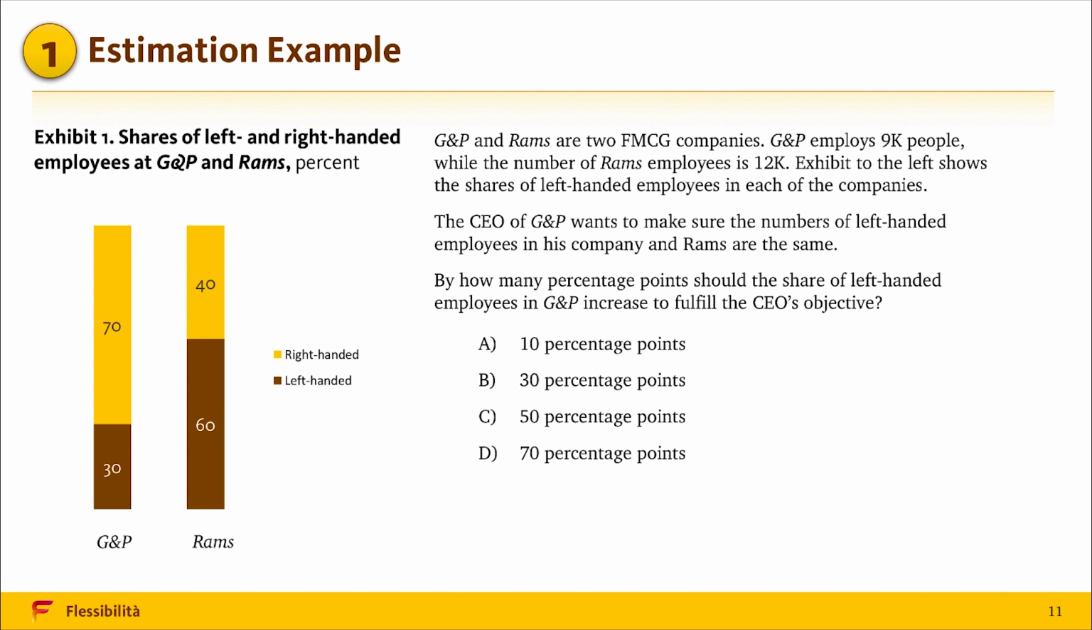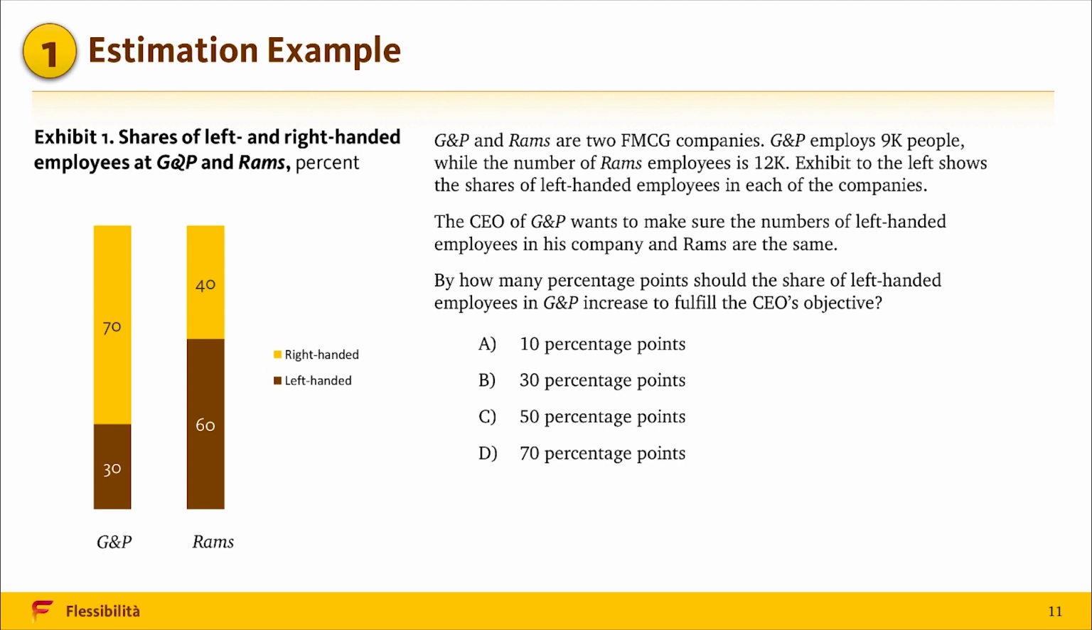In this question, we need to increase the share of left-handed employees at GNP, the first column, so that the corresponding absolute value reaches that for RAMs, the second column. Notice that the options are quite far apart, which is great for us. We can approximate. To find the percentage increase, we need to calculate the number of left-handed employees at each company, take the difference, and translate it into percentage points.